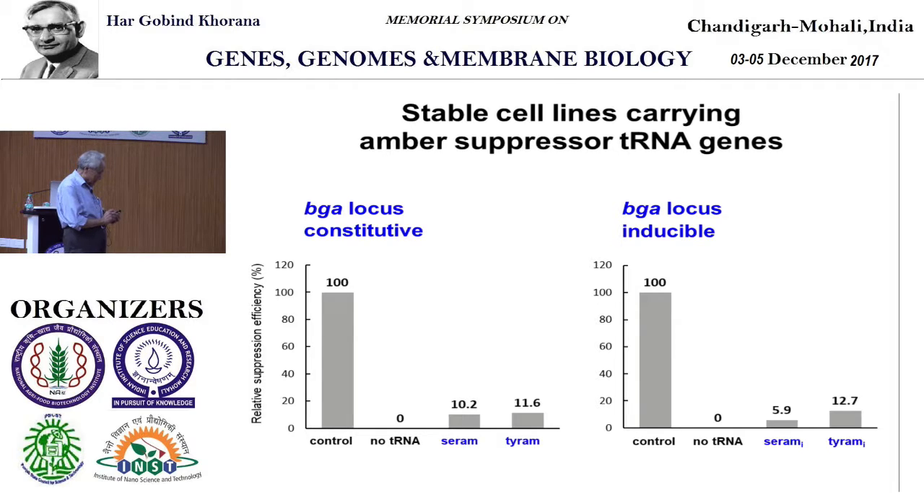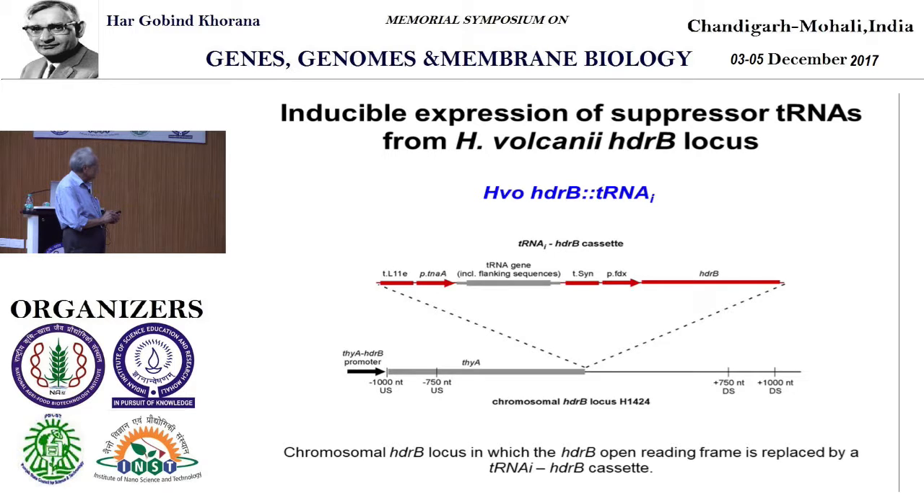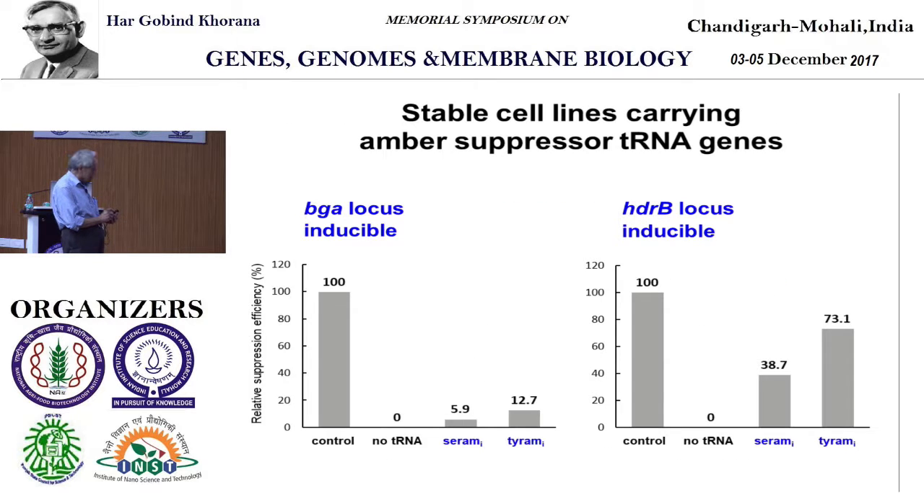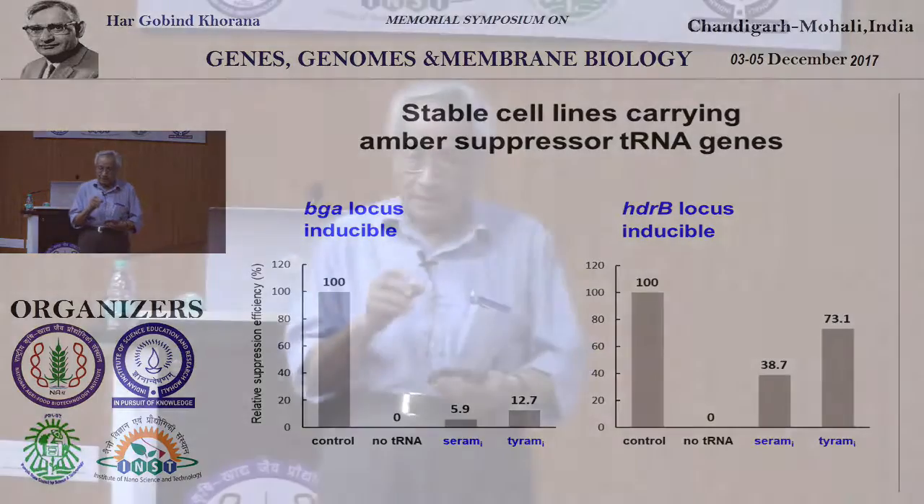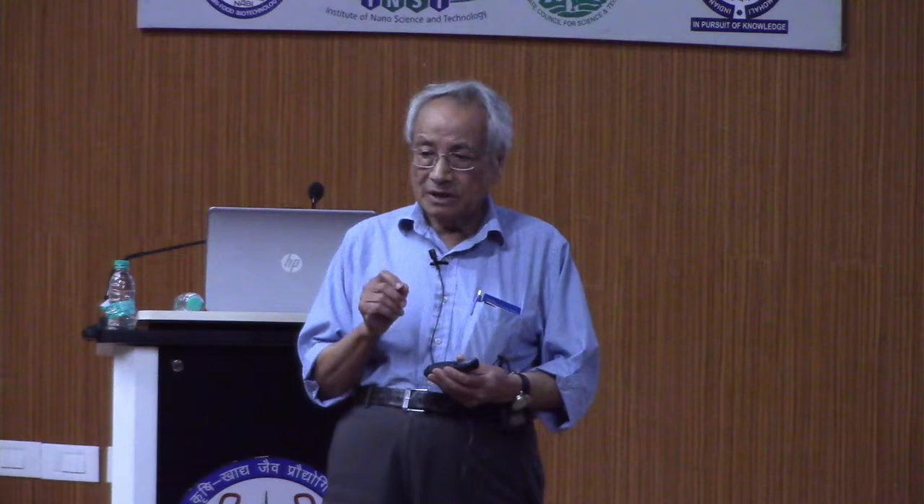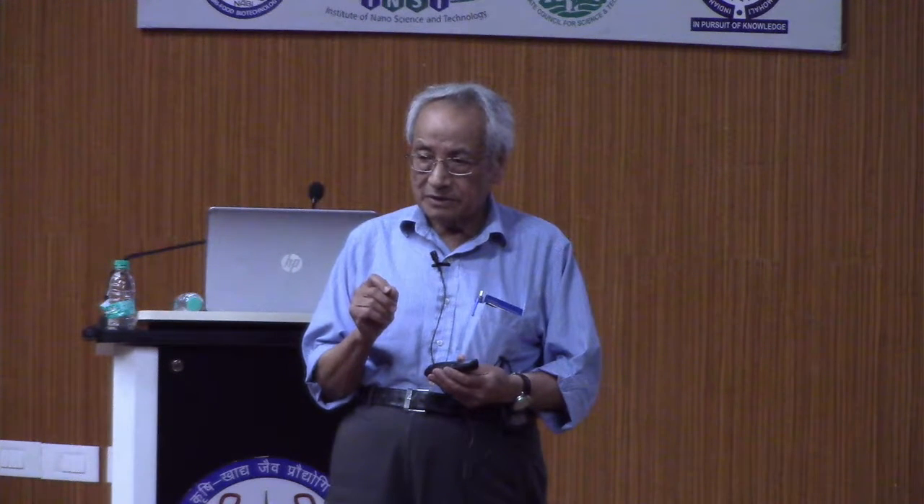But if we now go into another locus, we can see that we get on the beta-gal locus about the same as before, but on another hydro-B locus, we get substantially increased amounts of suppression. And that has become extremely useful for us, in the sense that some suppressors are so weak that we will not get any suppression otherwise. But if we can regulate it to such an extent, we will.